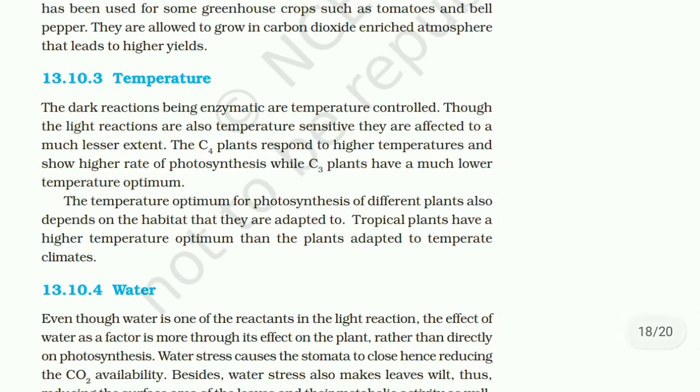13.10.3 Temperature. The dark reactions, being enzymatic, are temperature controlled. Though the light reactions are also temperature sensitive, they are affected to a much lesser extent. The C4 plants respond to high temperatures and show a higher rate of photosynthesis, while C3 plants have a much lower temperature optimum. The temperature optimum for photosynthesis of different plants also depends upon the habitat they are adapted to. The tropical plants have a higher temperature optimum than the plants adapted to temperate climates.